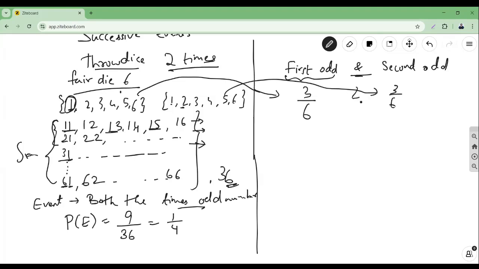Now it's an "and" relationship, right? So we can take this first event. These are successive events we're talking about, meaning one event after the other. So take the probability of the first event, multiply with the probability of the second event separately, meaning only the second event. Then you get 9 over 36, which can be reduced to 1/4. We got the same thing, right? This is a way to do it for successive events.